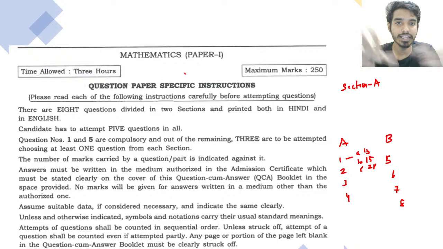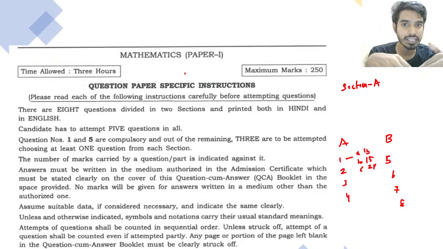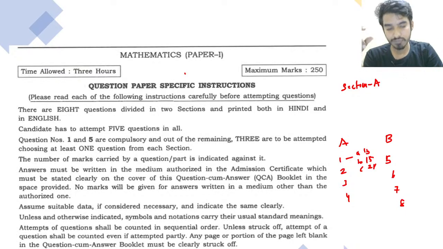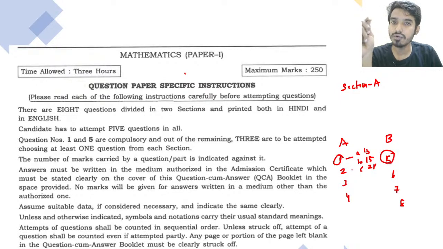This is section A and section B. Each section will have 4 questions each. You can see the first question and the fifth question are compulsory, and out of the remaining 3 are to be attempted, choosing at least 1 from each section, right? Because we have to write 5 questions overall. So there are 2 compulsory questions, and you need to choose at least 1 question from each section.